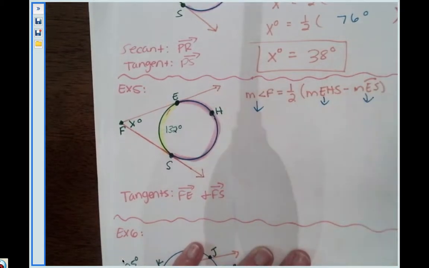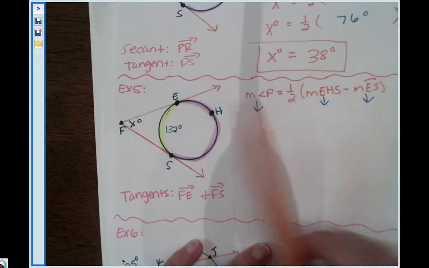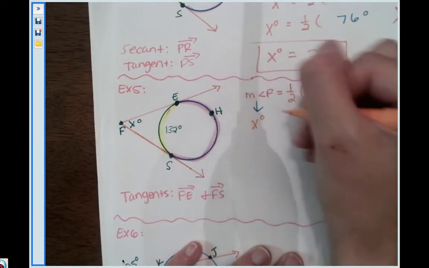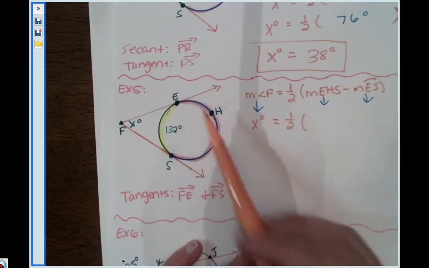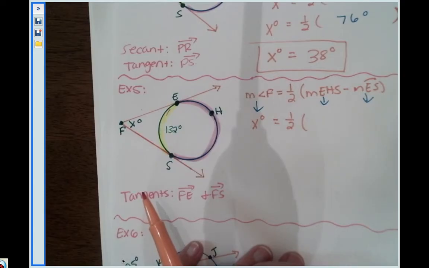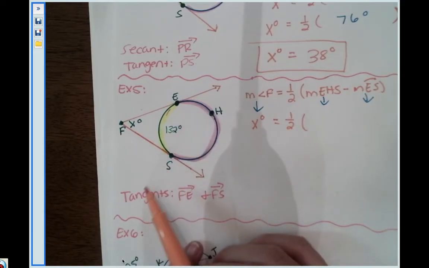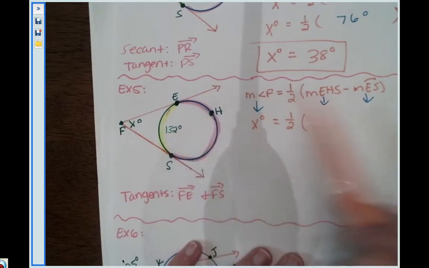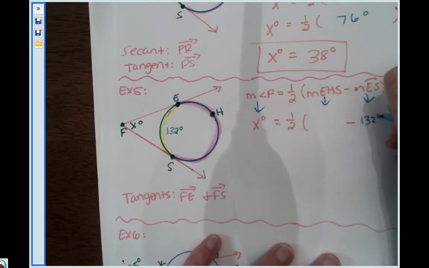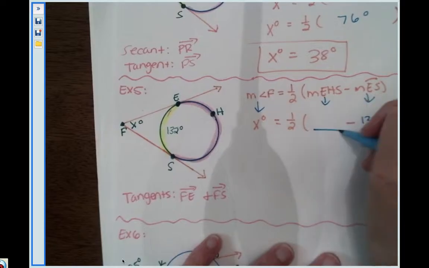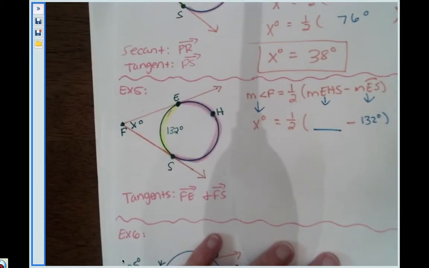All right, I'm going to fill in my values real quickly. So the measure of angle F is secretly the x right here. So I'm going to make that x degrees equals 1/2 times the measure of arc EHS. Oh no, you guys. We don't know the measure of arc EHS. It did not tell us. I do know the measure of ES though, so I'm going to put that down right here. So this is going to be 132 degrees. So I need to find this missing piece right here that I currently don't have.